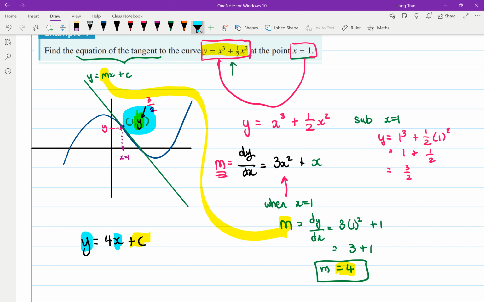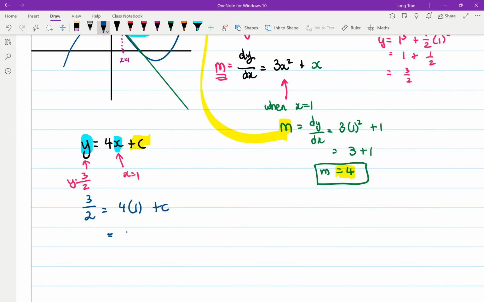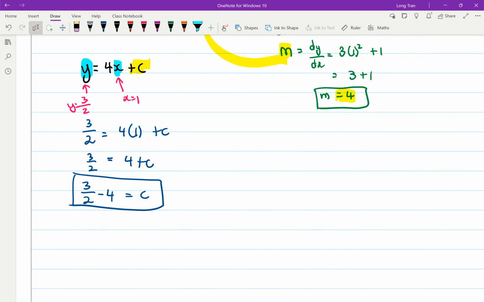I can say, all right, well, in that case, when x is 1, y is meant to be 3 on 2. So if I put that in, I'm now solving 3 over 2 is equal to 4 times 1 plus c. To find c, you need to work out what 3 over 2 minus 4 is. And hopefully we can do a bit of mathematics calculation with fractions and negatives here. What's 3 over 2 minus 4? Negative 5 over 2. Very good.